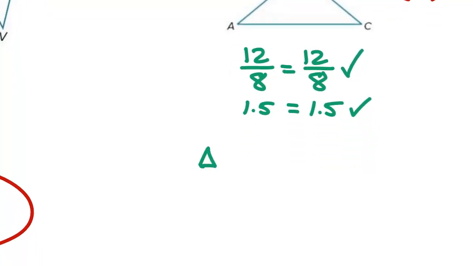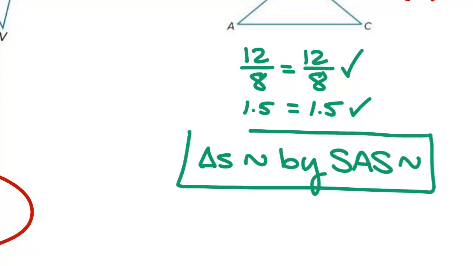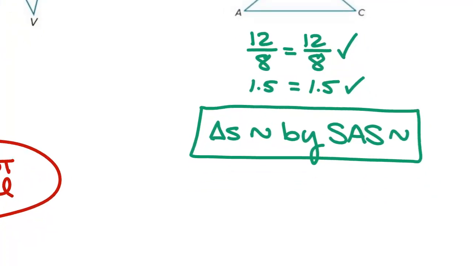So the triangles are similar by side-angle-side similarity. And then we have to write our triangle similarity statement. Just a couple minutes left.